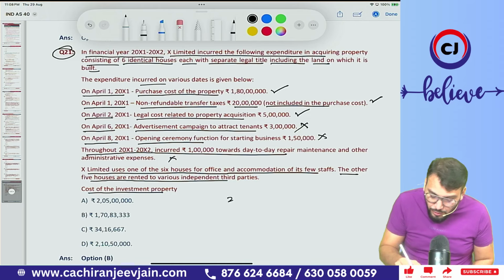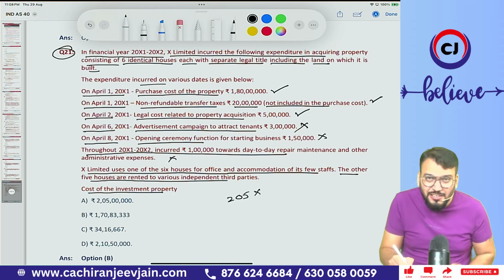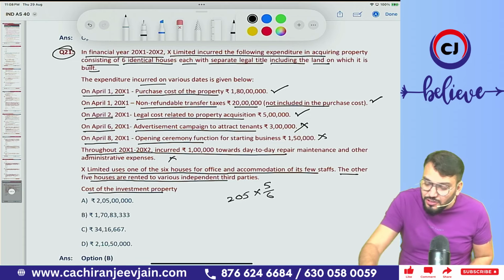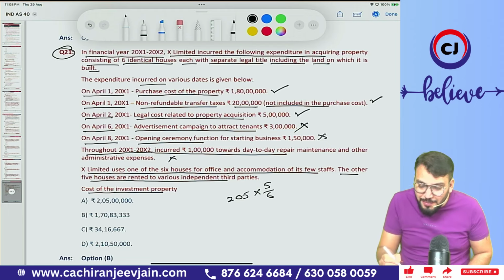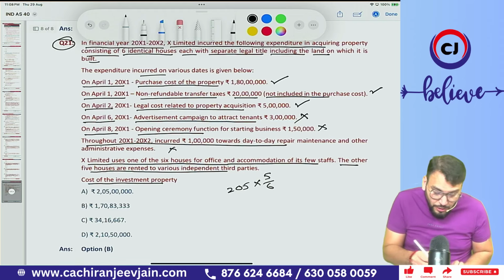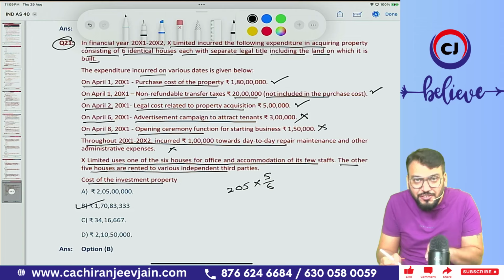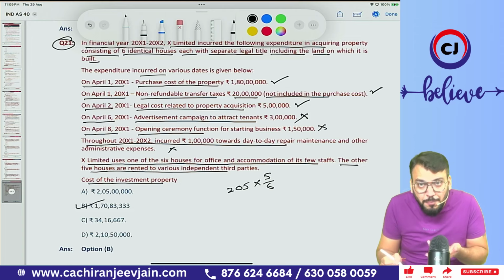This becomes 2 crore 5 lakh. We need to find out the proportionate cost of the 5 buildings. So 5 by 6 into, 5 divided by 6, the answer becomes 1 crore 70 lakh 83,000 something. So option number B will be correct. So we have done the proportionate calculation 5 by 6. If they ask for property, plant and equipment, you would have done 1 by 6.